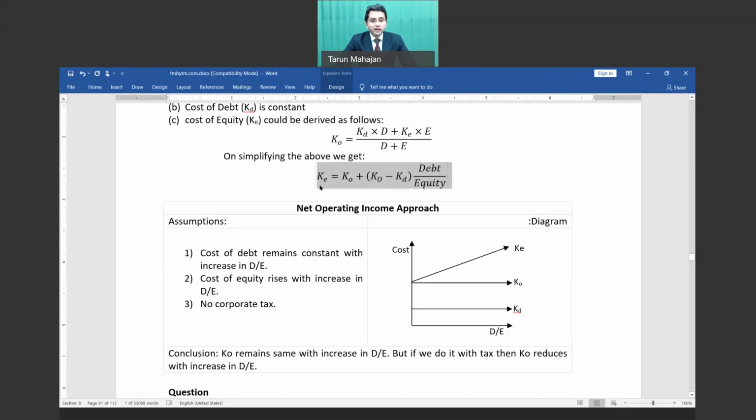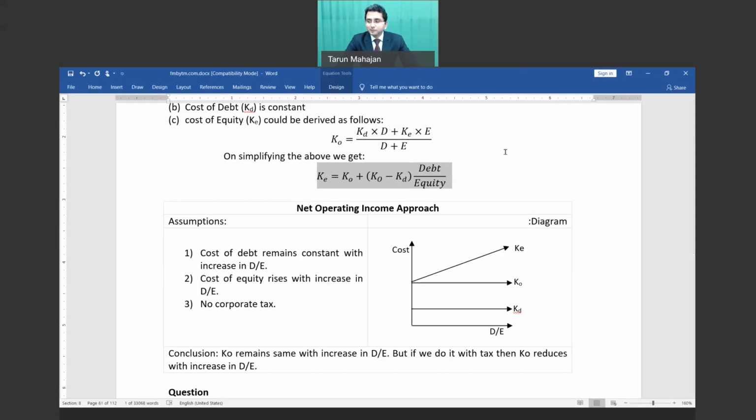Sir, how do you derive this formula? It's very simple. I started with this formula, which is nothing but the formula for the weighted average cost of capital: cost of debt into amount of debt plus cost of equity into amount of equity, whole divided by debt plus equity. So KO is the formula for the weighted average cost of capital. If I rewrite this formula for KE, that is, I shuffle the formula, it becomes a formula like this.